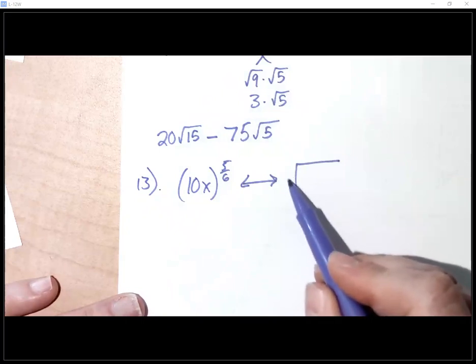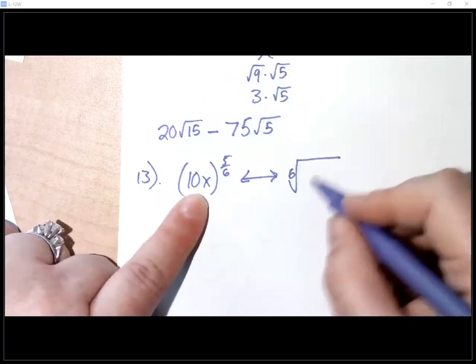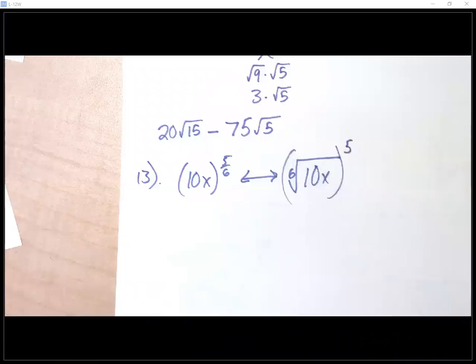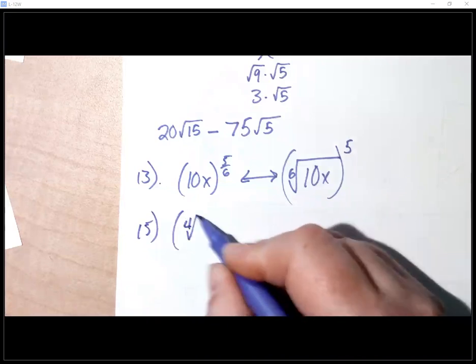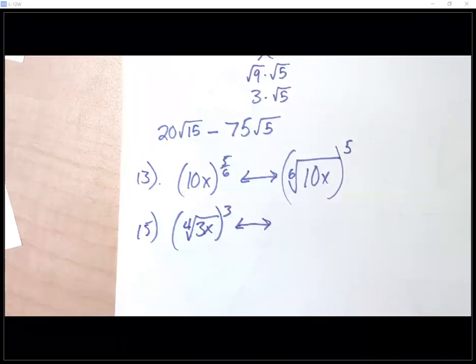6. The denominator swings around and becomes that bird on the perch, the index, right? And then whatever I'm raising to that power goes inside, 10x. And then I'm going to raise the whole thing to the 5th power. That's it. So the denominator just becomes the root, and then we raise it to the power. So now let's try 15, where we're going the other way. In 15, they give you the 4th root of 3x raised to the 3rd. So everybody take a moment and try and write that in exponential form. Go the other way.